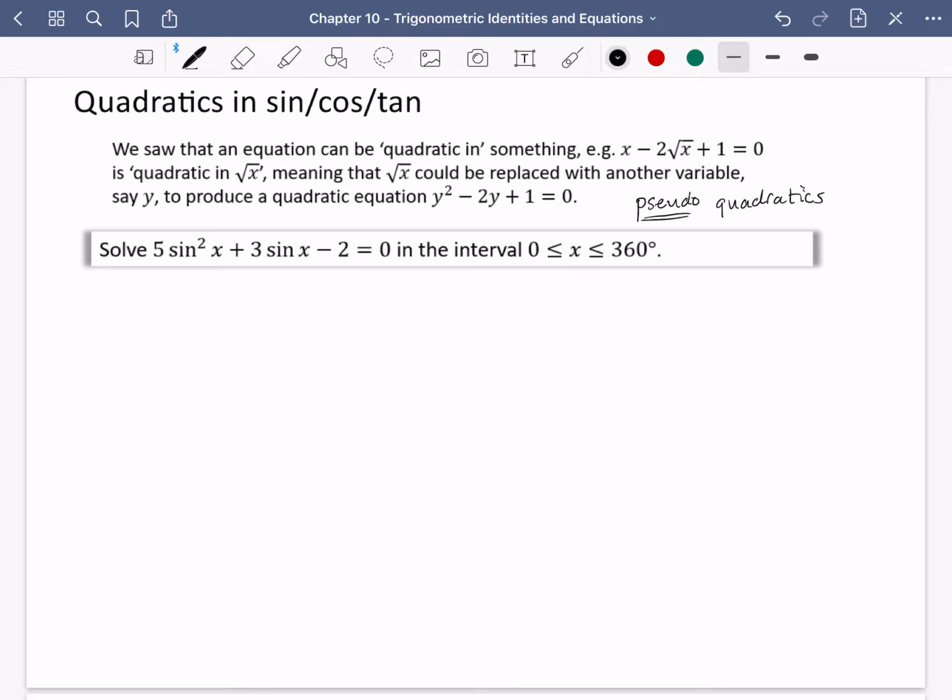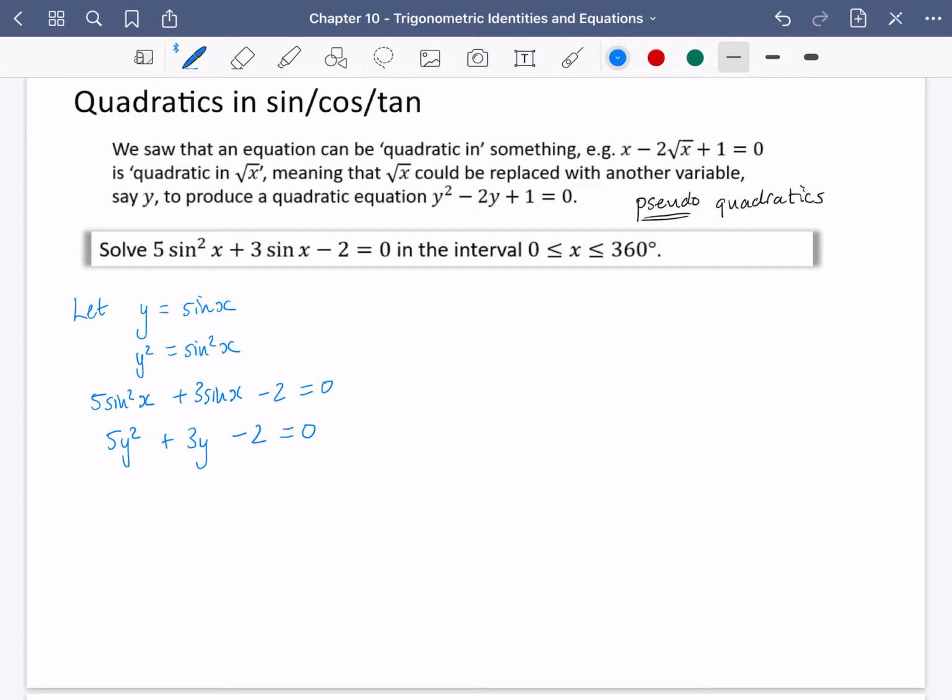So if we were going to do this the slightly slower way, I would say let y equal sine x. That way, y squared would be sine squared x. And so we could replace the sine and the sine squared in 5 sine squared x plus 3 sine x minus 2 equals 0 with y to get 5y squared plus 3y minus 2 equals 0. And then, as you know, you have quadratic equation solvers in your calculator.